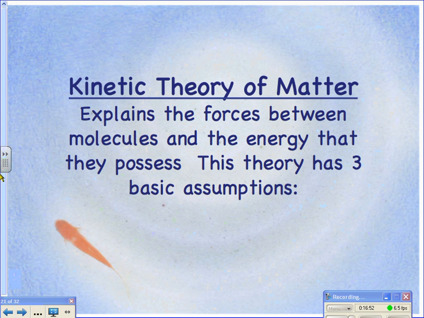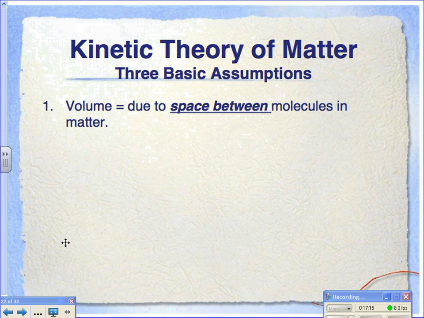Okay. Next, the kinetic theory of matter explains the forces between molecules and the energy that they possess. This theory has three basic assumptions. We've already learned about kinetic energy. That is energy expressed as motion. So molecules and atoms, these all have kinetic motion at the cellular and molecular levels. Okay, so one basic assumption is volume, due to the space between molecules in matter. So volume is going to be determined by how much space is between molecules in any kind of matter.